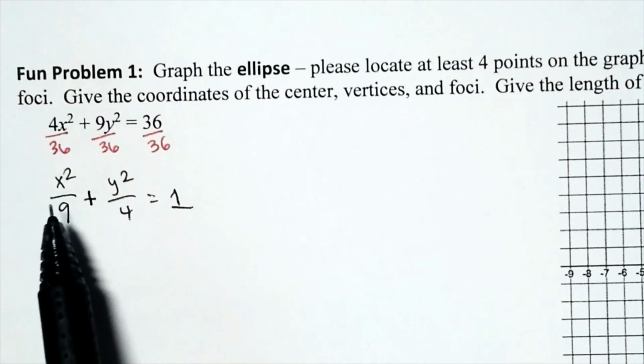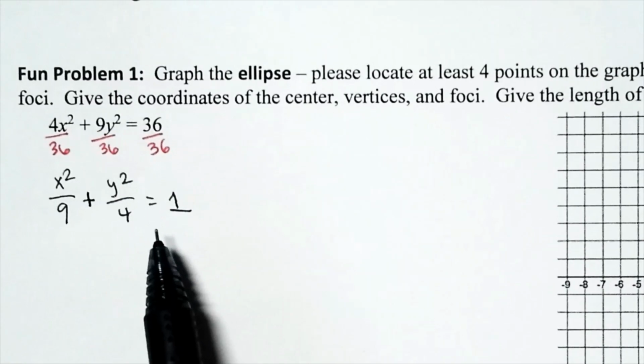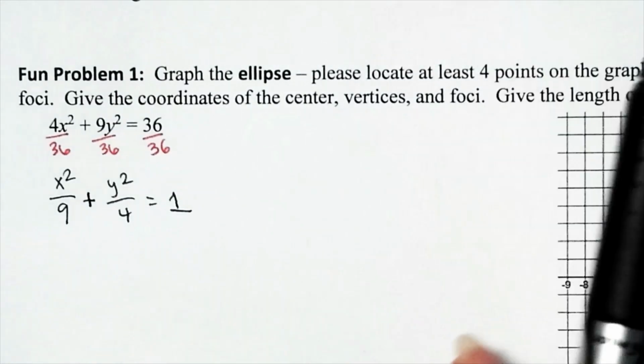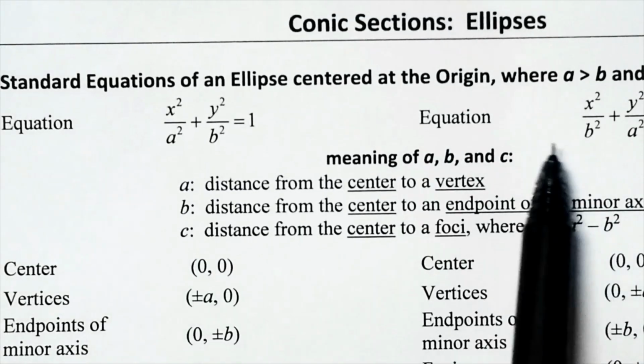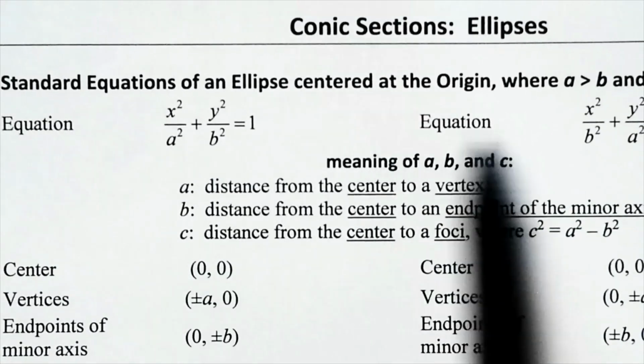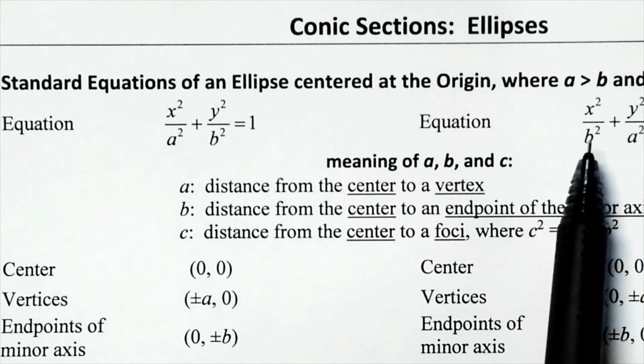We have something squared plus something squared equals 1. Now we are good to go. Now our book only focuses on ellipses centered at the origin. So it's up to you if you just want to focus on this or just the standard equation of an ellipse centered at (h, k). The choice is up to you.